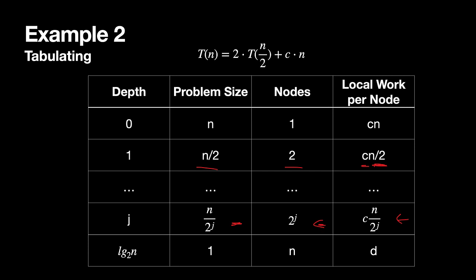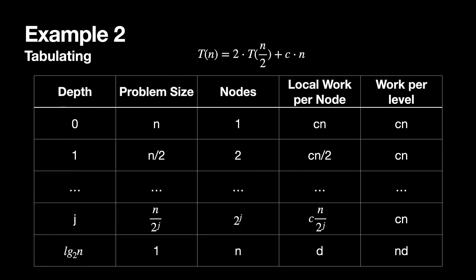Finally, we get to the bottom of the tree when we have gone down log base 2 of n steps. The problem size will finally be 1. We'll have a total of n nodes, and each of those nodes will do d units of work.